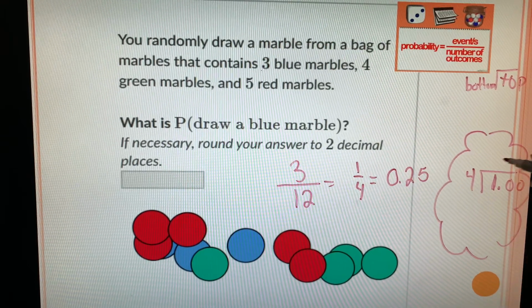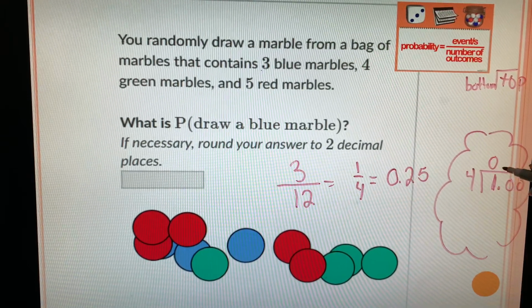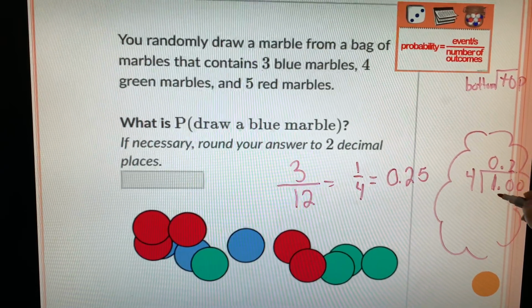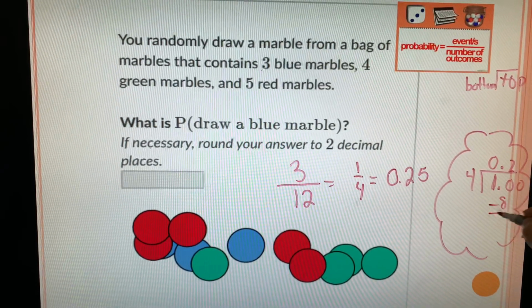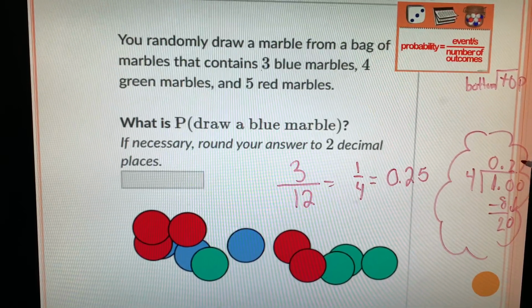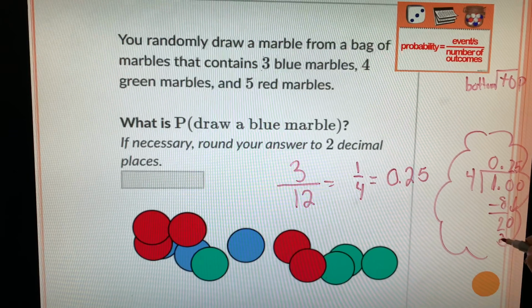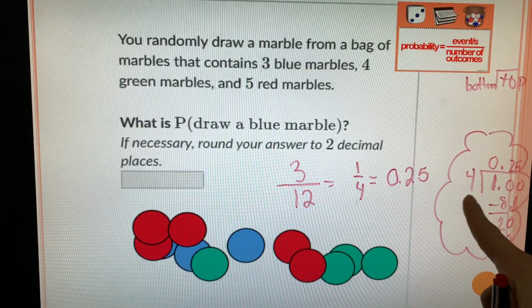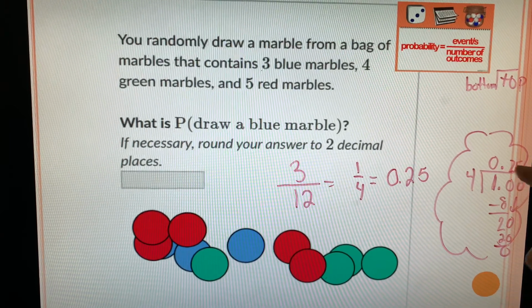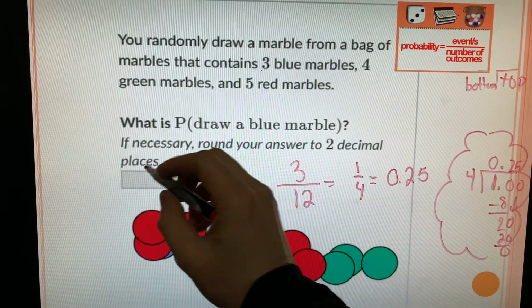4 goes into 1, 0 times. Bring up my decimal. Into 10, 2 times. And I'm just going to quickly follow here my procedure of dividing. So that tells me that 1/4 equals 0.25. So that will be my answer here.